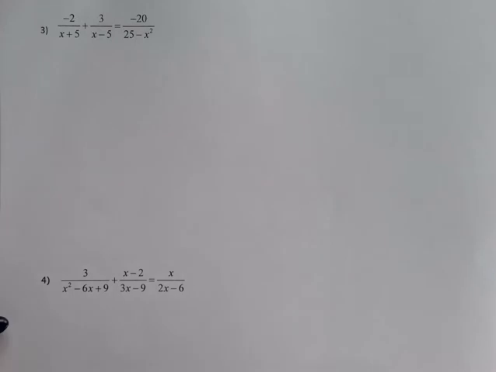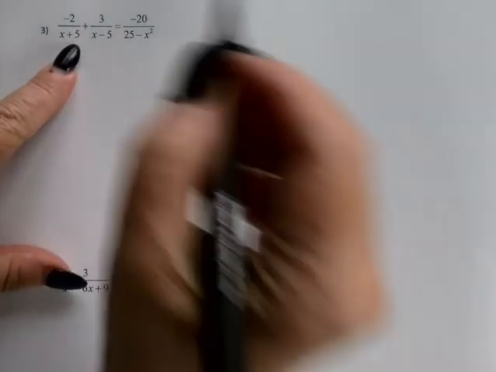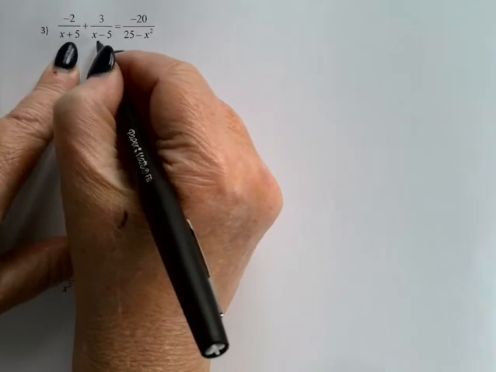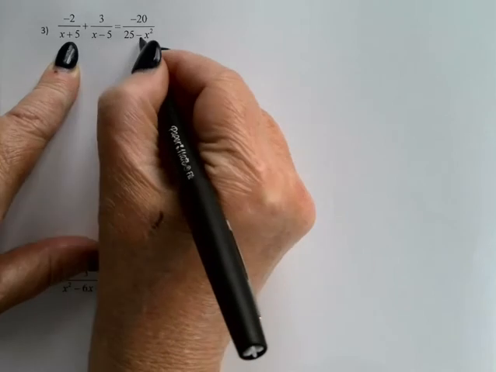This is section 4.3, video B. We're looking at solving these equations that contain rational expressions. And on example 3, we have something that we've kind of seen before. We have a couple of linear denominators that we don't need to worry about.